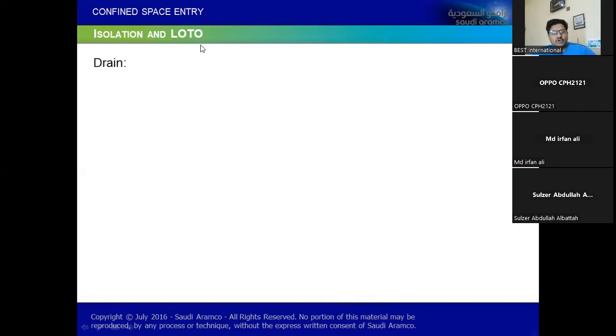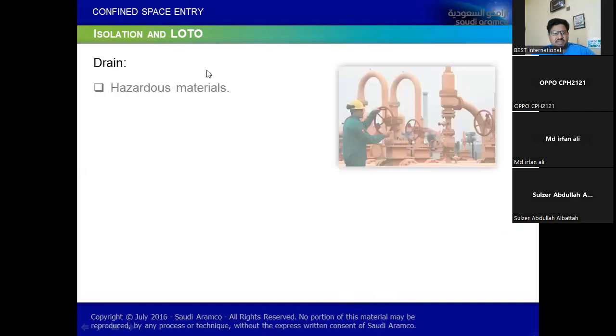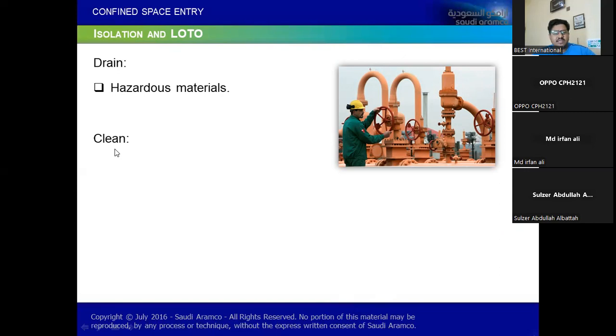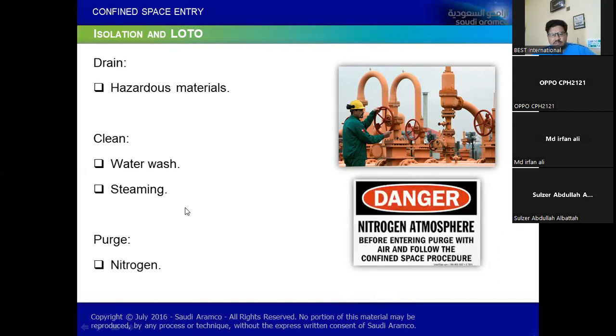Now, for LOTO and isolation, there is another process. We sometimes use the drain. If liquid is there, like hazardous material, it needs to be drained. For cleaning, we use water wash or steaming. Or we apply a purging process. And for purging, we use nitrogen. Okay.